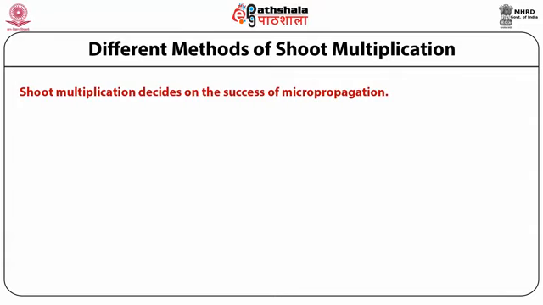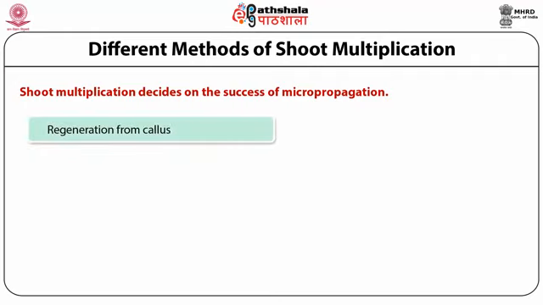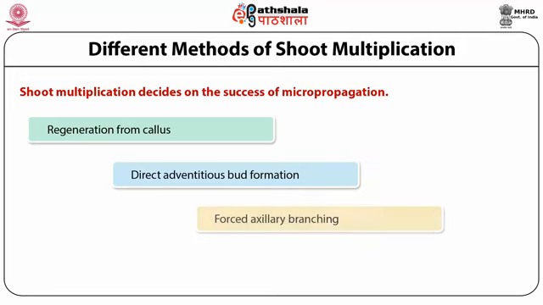Shoot multiplication decides on the success of micropropagation to quite an extent. We don't accept a micropropagation protocol unless and until we have 3 to 4-fold multiplication every month, because otherwise you will not have the required number of plants produced. Now, it depends on what is your ultimate objective and the plant species with which you are dealing. Different species have different morphogenic potential, different kinds of explants which may become available for micropropagation purposes, and so on. There are three main methods of shoot multiplication. One is regeneration from the callus, direct adventitious bud formation, and forced axillary branching.